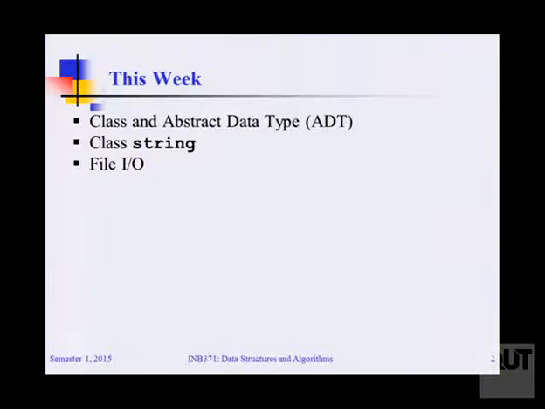Okay, and also, as I mentioned earlier, I will spend a little bit of time very quickly talking about class string. That's the second type of string in C++. And finally, I talk about file input and output in C++. And of course, the most important part is the first one. This is C++ class.